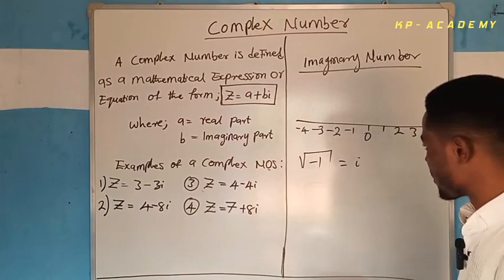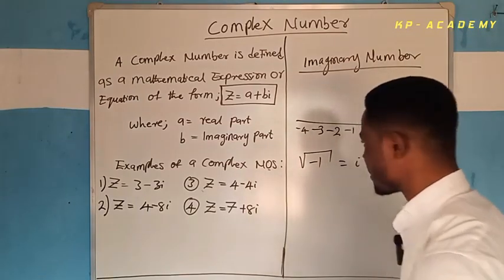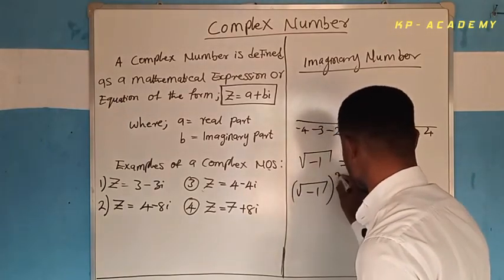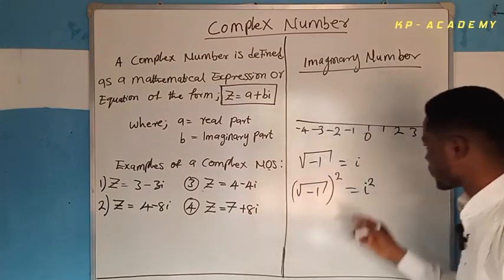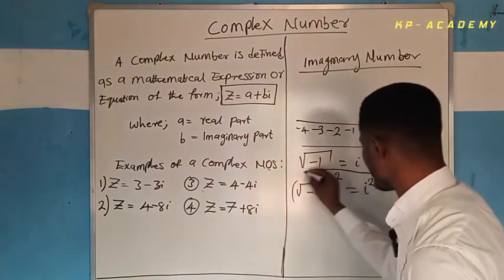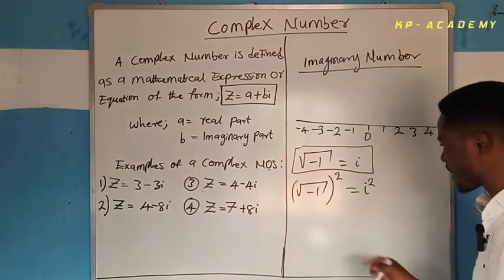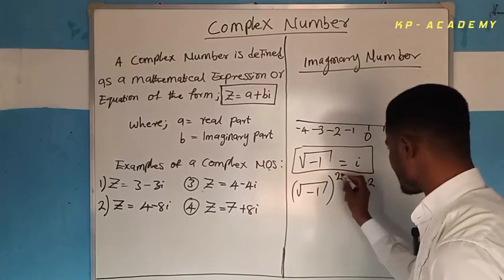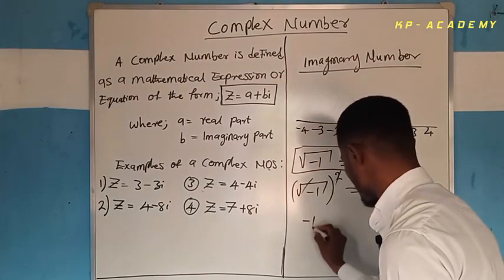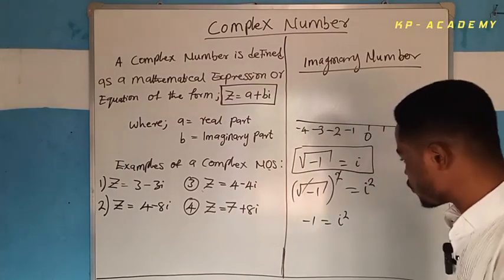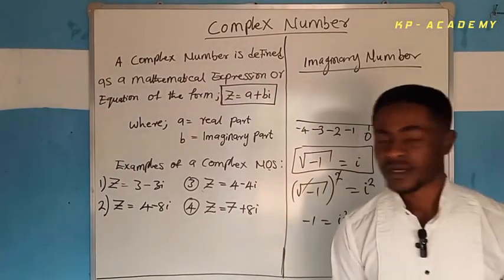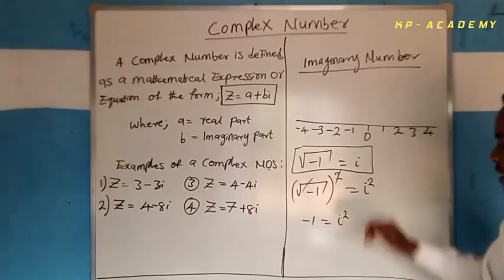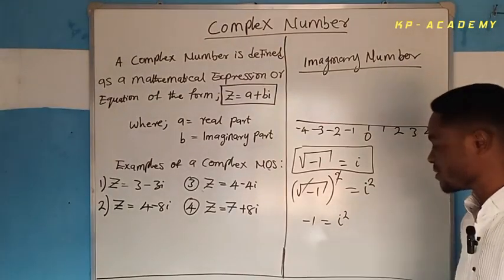Let me also do something from here. If the square root of minus 1 is equal to i, it means I can square both sides. When I square both sides, I have the square root of minus 1 all squared is equal to i squared. According to mathematics, this square can cancel the square root, such that minus 1 is equal to i squared. So two important things we need to have in mind: whenever in complex numbers we see the square root of minus 1, it simply means i. And wherever we see minus 1, it simply means i squared.